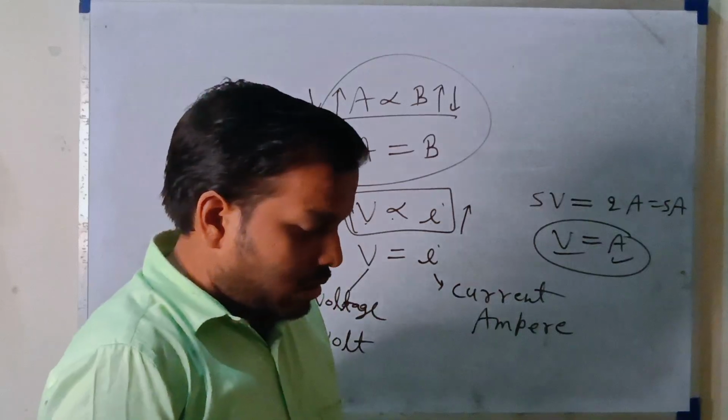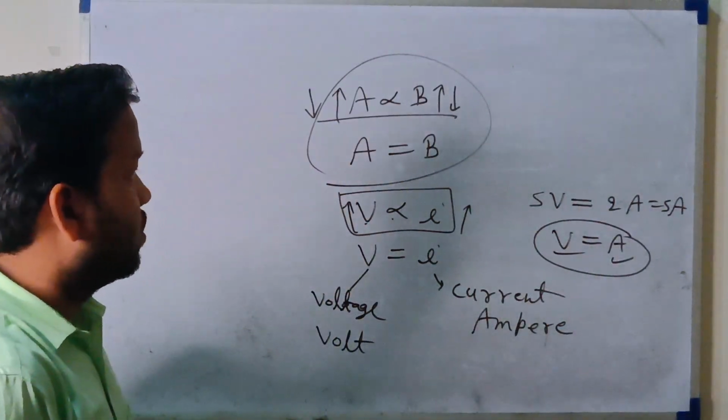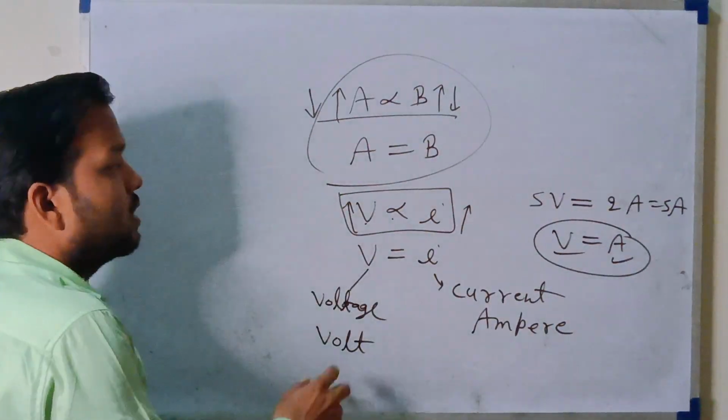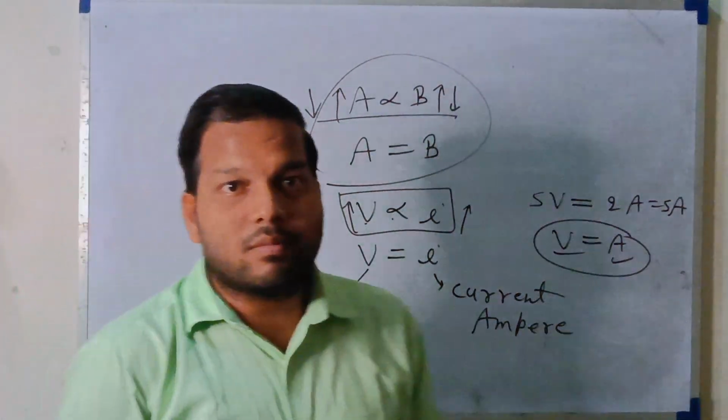Okay, so now you understood why we use a constant here and why we cannot use the sign of equal to here. Okay, thank you.